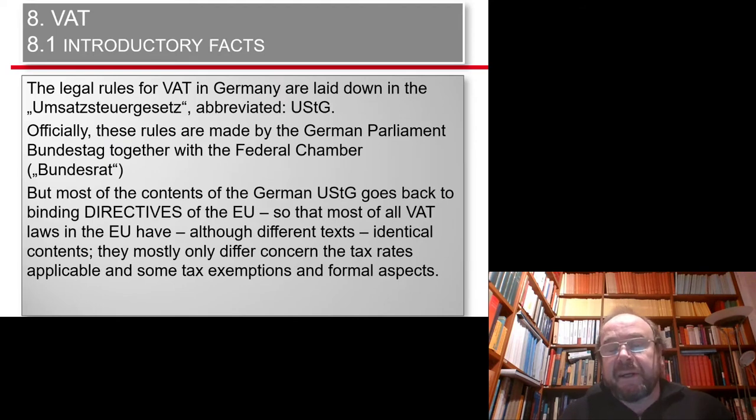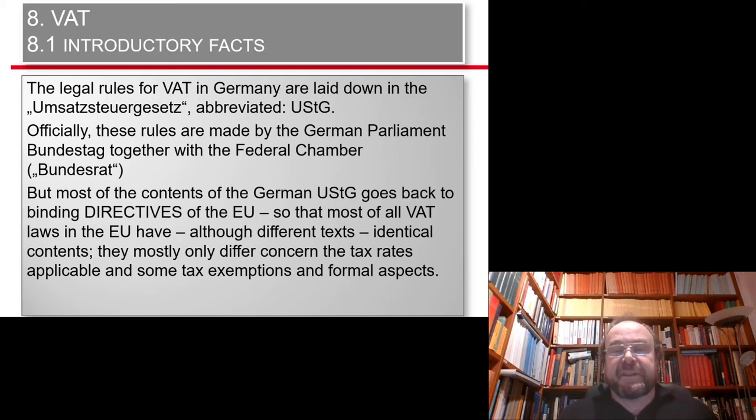You can find all the legal rules for value-added tax in Germany in the so-called Umsatzsteuergesetz, abbreviated USTG. And these rules are officially made by the German Parliament. Naturally, they are German law, so they are made by the Bundestag, the federal parliament, and have to be agreed upon by the representatives of the Länder, the so-called federal chamber or the Bundesrat.